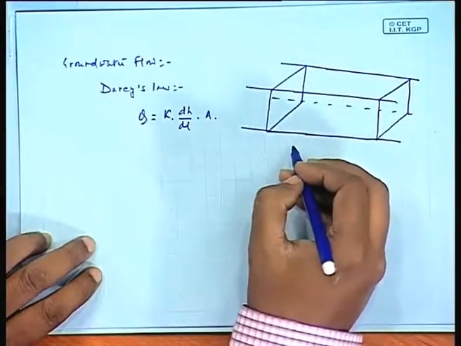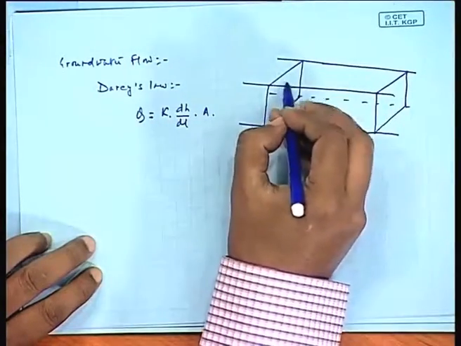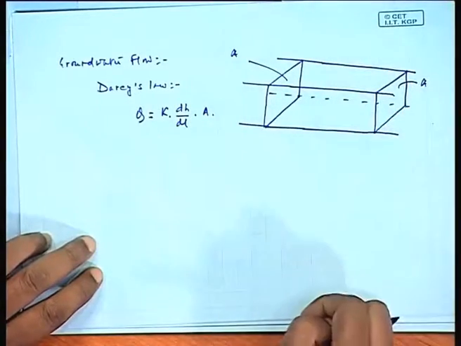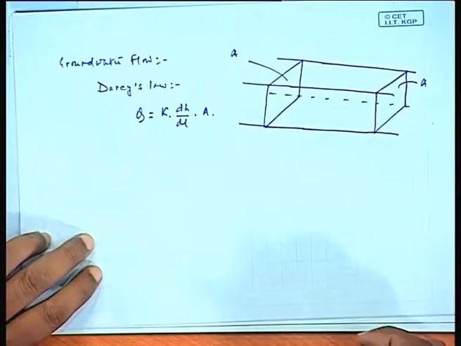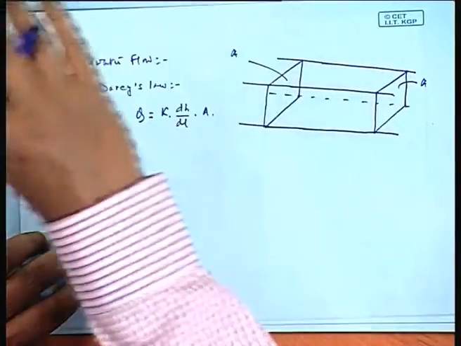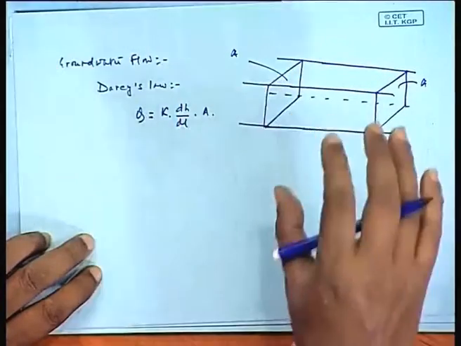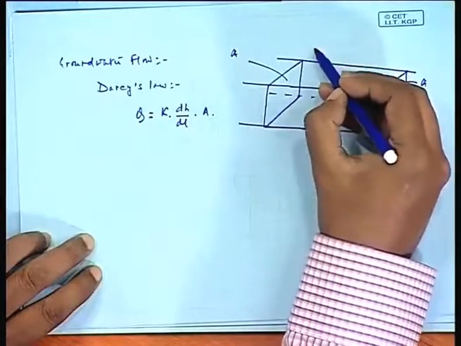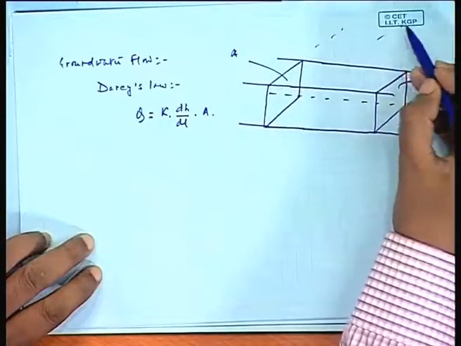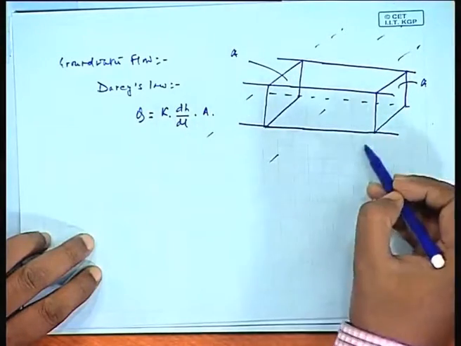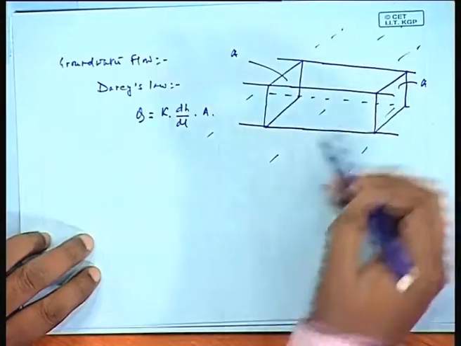Okay. See, this is the area A, cross sectional area. We are just considering a particular block, a particular cutout in the groundwater flow regime. The flow can extend to this area also, and all these places it is extended like this. But we are just considering a particular cross sectional area.